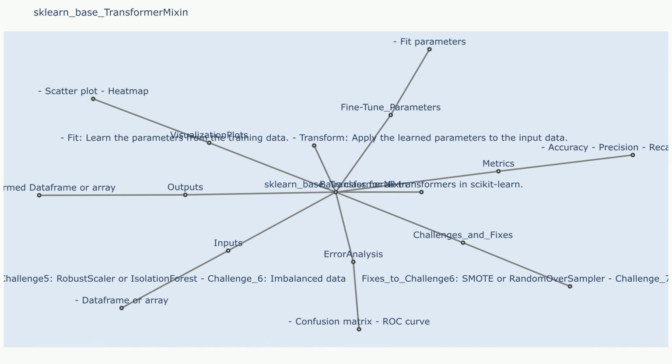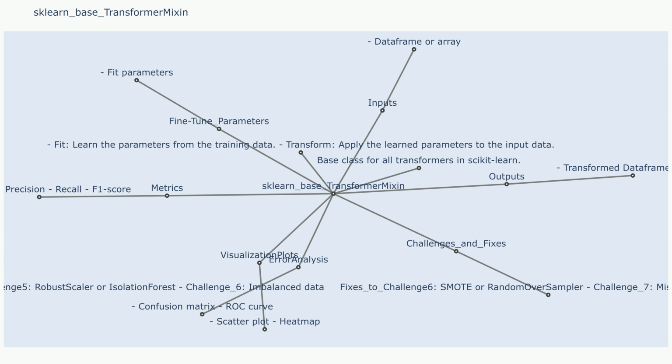sklearn.base.TransformerMixin. Description. The TransformerMixin class in scikit-learn is a base class for all transformers. It provides a standard interface for transforming data, ensuring consistency across different transformers.